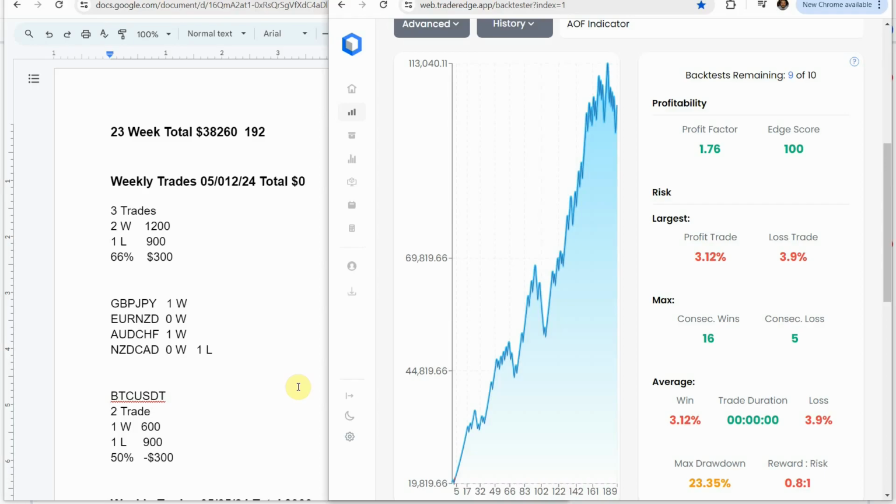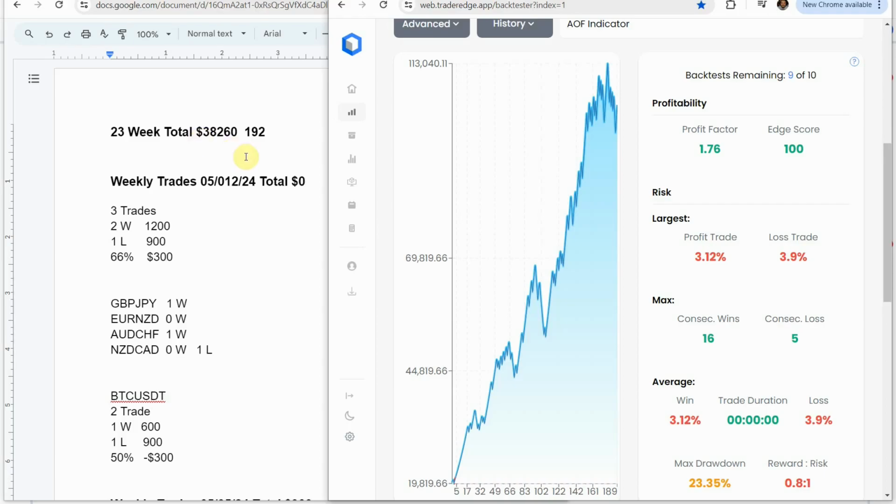Alright, so let's go ahead and go over the weekly signals. So this is using the Academy of Forex indicator on these 4 Forex pairs and this one crypto coin. This is on the 30-minute time frame. Each week we are keeping track of the trades the Academy of Forex indicator has signaled. And so last week on the Forex pairs, we had 3 trades altogether. We had 2 winning trades, 1 losing trade, a 66% win rate, would have been a gain of $300. On the crypto coin, we had 2 trades, 1 winning, 1 losing, a 50% win rate, would have been a loss of $300, for the week total right at $0.